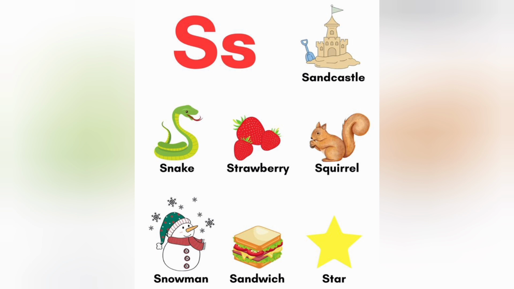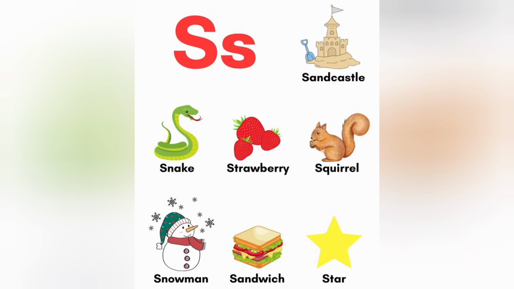This is letter S. S sound S, and S for sandcastle. S for snake. S for strawberry. S for squirrel. S for snowman. S for sandwich. S for star.